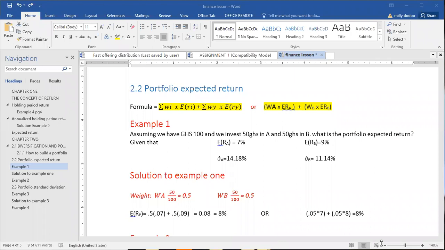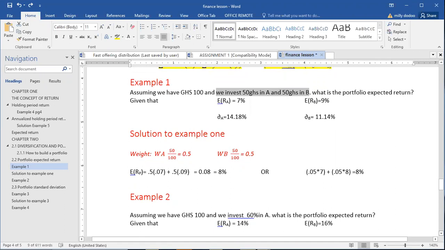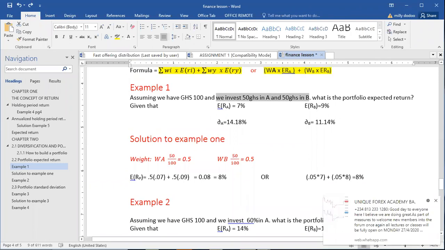Now, let's look at an example. Let's look at an example. So I've talked much. Now, this is an example on your screen. Assuming that we have 100 Ghana, and then we invested 60% in A, what is the portfolio expected return? So I'm giving you the next 1 or 2 minutes, just solve it.